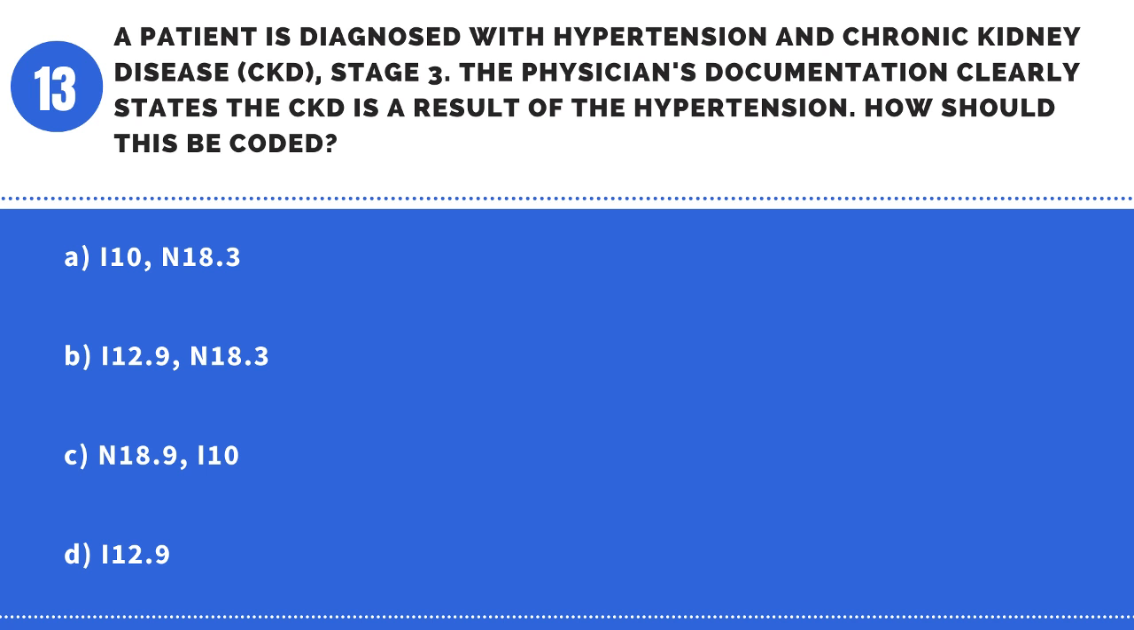Question 13. A patient is diagnosed with hypertension and chronic kidney disease, CKD, stage 3. The physician's documentation clearly states the CKD is a result of the hypertension. How should this be coded? A. I10, N18.3. B. I12.9, N18.3. C. N18.9, I10. D. I12.9.